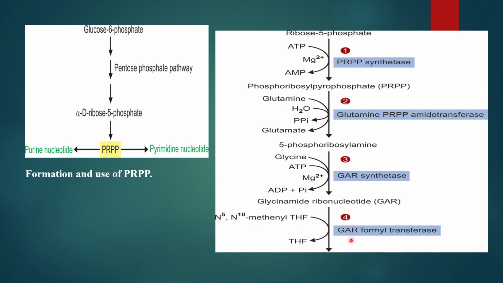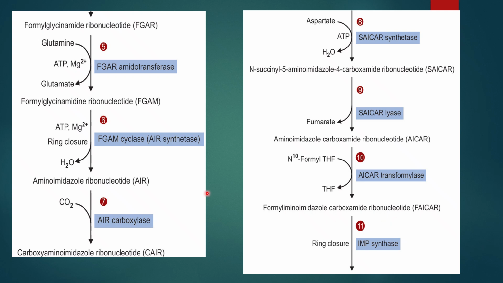So this is donating the formyl group, and this is going to add on to this glycinamide ribonucleotide. So in step 4, there is a synthesis of formyl glycinamide ribonucleotide, FGAR. Then further in the next 5th step, again glutamine is contributing one more amino group. The enzyme is amidotransferase. So there is a formation of formyl glycinamidine ribonucleotide.